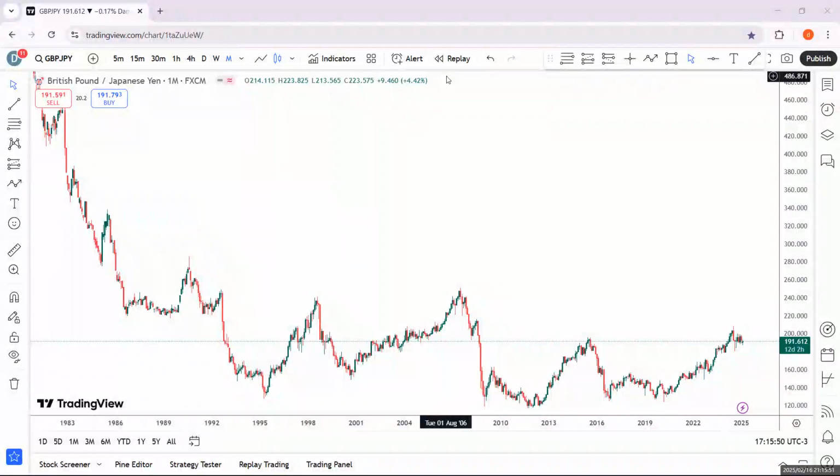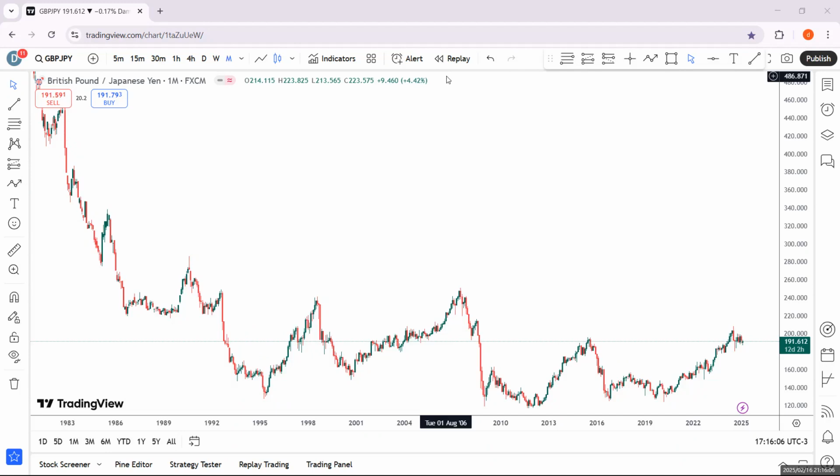In today's teaching, I'm going to be applying every single thing I talked about in yesterday's class in another chart. Yesterday we did the pure price action trading analysis on US 30. Today it's going to be on GBP JPY.